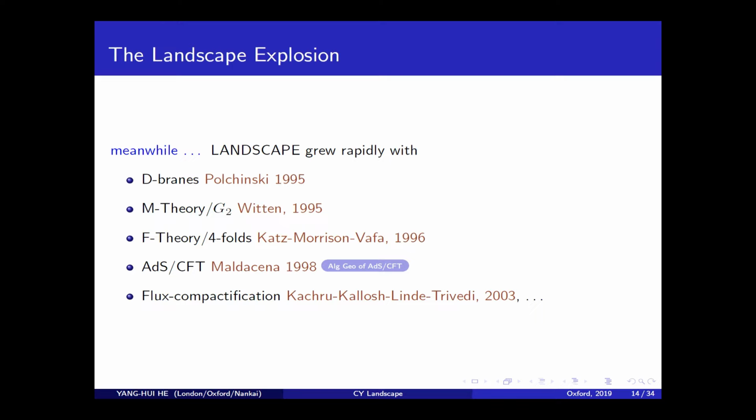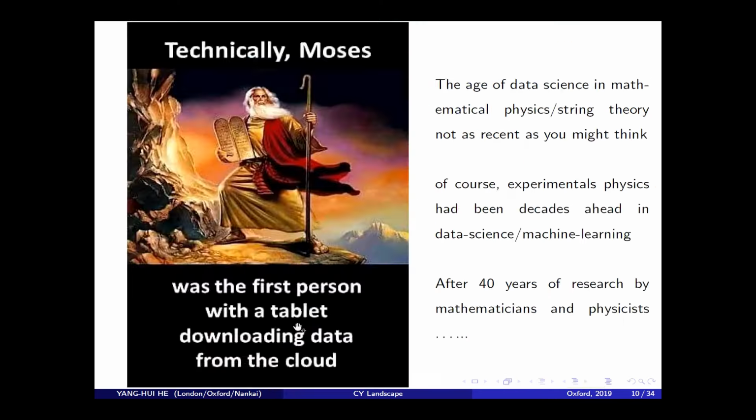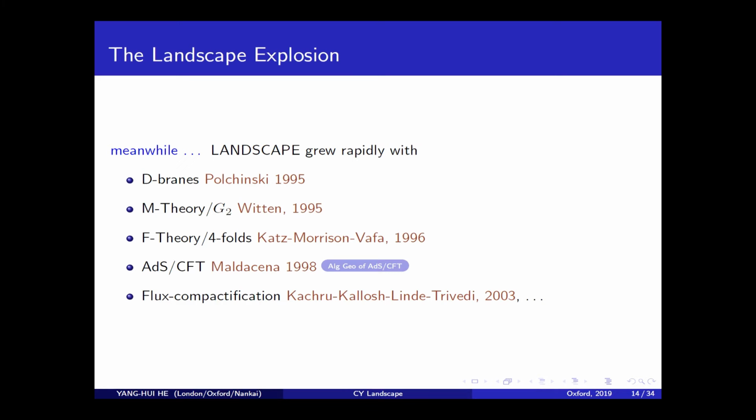Meanwhile, while all of this is happening, remember this Kreutzer-Skarke program really went up to the early 2000s. So now we're in this century. But this century saw a complete new explosion in string theory: D-branes, M theory, G2 manifolds, F theory, fourfolds, AdS/CFT, flux compactifications, and this just grew. Instead of shrinking the number of possibilities to compactify string theory, it grew exponentially and double exponentially. There are many, many more possible solutions to string theory.